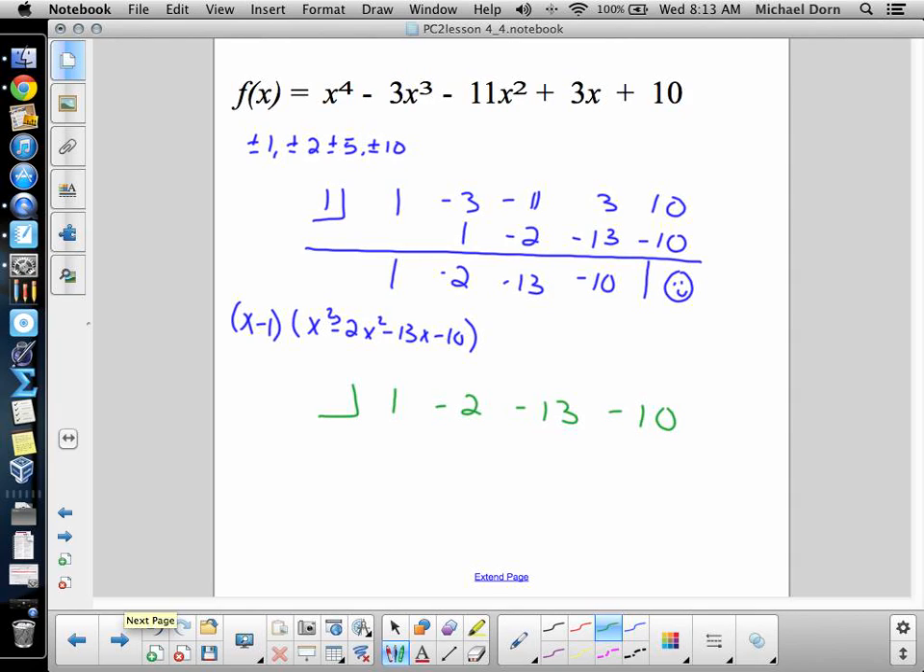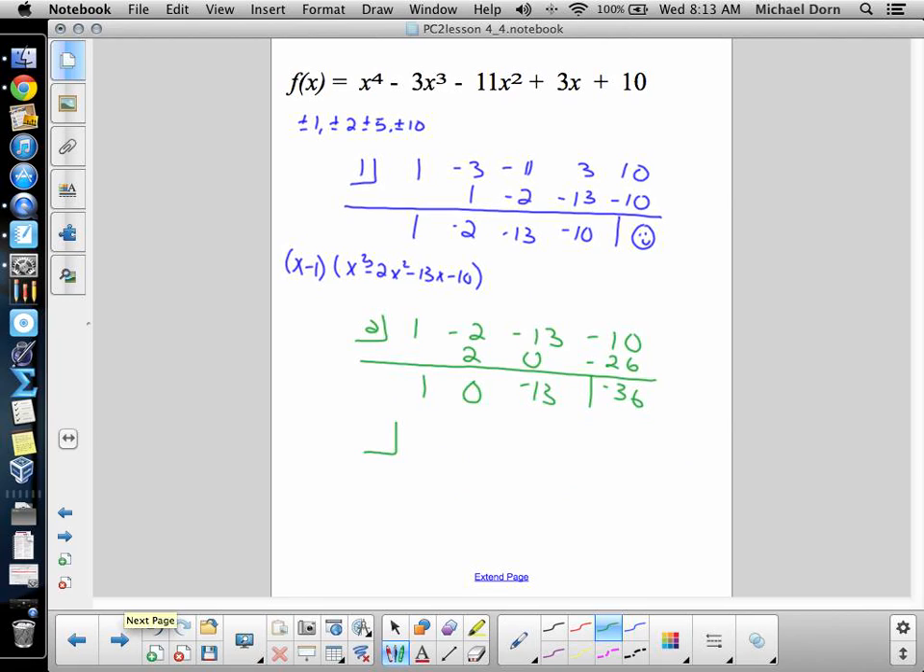But again, we start trying. Not going to be the 1, but we can try our other terms. What would you like to try? 2? Negative 2? Negative 1? Pick something easy. 2, okay? 2, 0, 0, negative 13, negative 26, negative 36. No, 2 didn't work.